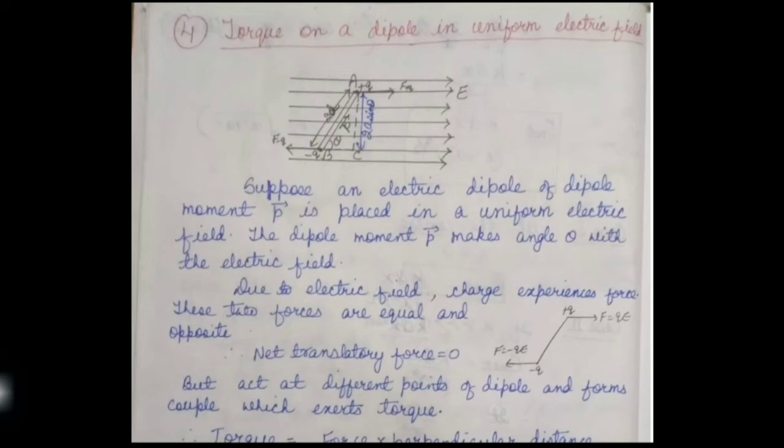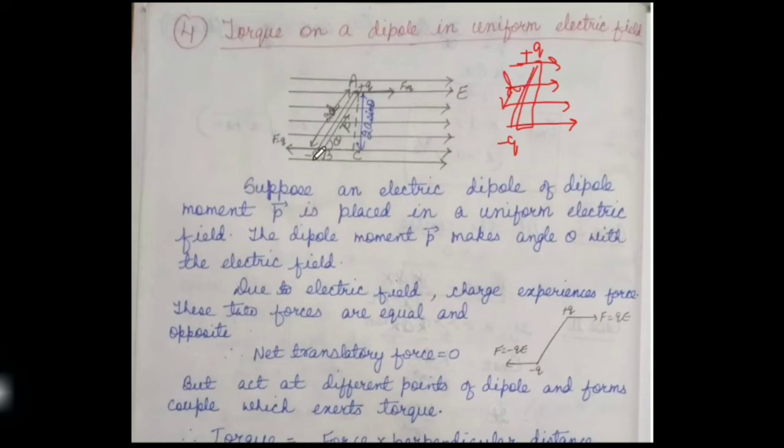So what happens when you place a dipole? This is a dipole, minus q and plus q charge, and you place this dipole in this uniform electric field. When all the lines are equidistant from each other, straight lines, this shows a uniform electric field. At every point, the electric field is constant. And in this electric field, you place one dipole in this way, right? This side minus q and this side plus q, and the separation between these two charges is 2d.